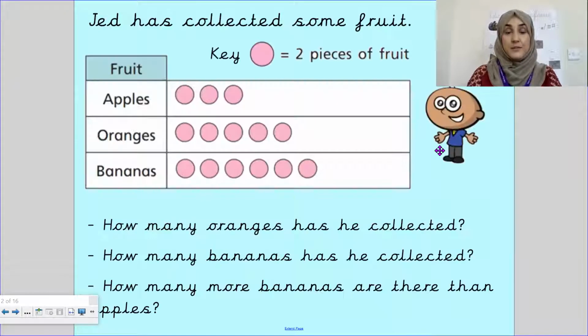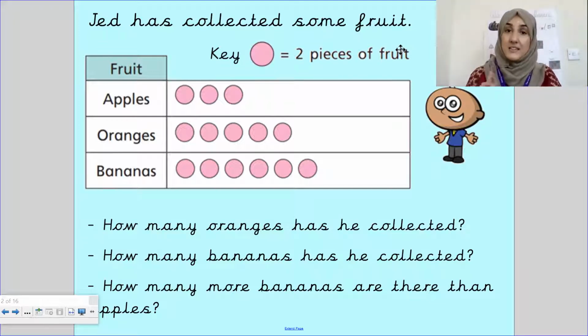Well, let's find out. So Jed has collected some fruit. So here's our lovely Jed, and he's collected apples, oranges, and bananas. And this is a pictogram. We know it's a pictogram because there is a shape, there is a picture in the table. Now, the key, it says 1 pink circle equals 2 pieces of fruit.